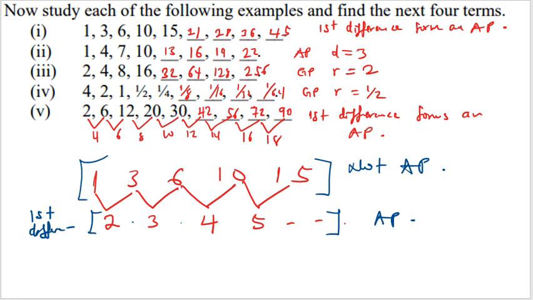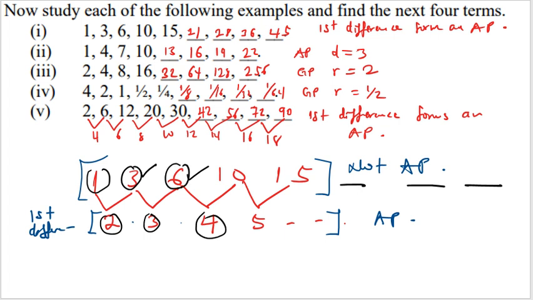So the first difference of this given sequence rather forms an AP. So what it means is that if I want to find the next terms, what do we do? The first one, we added 2 to 1 to get 3. We added 3 to 3 to get 6. We added 4 to 6 to get 10. We added 5 to 10 to get 15.